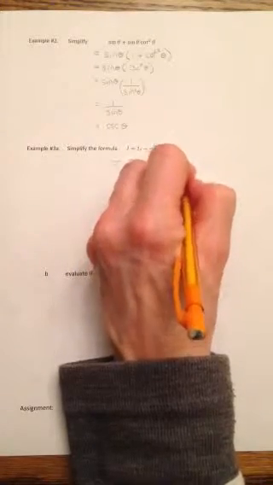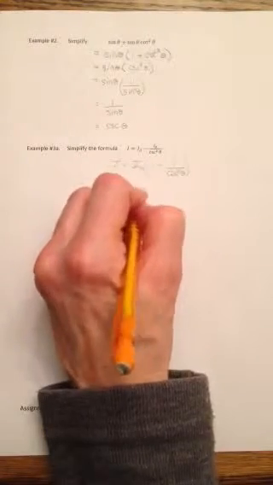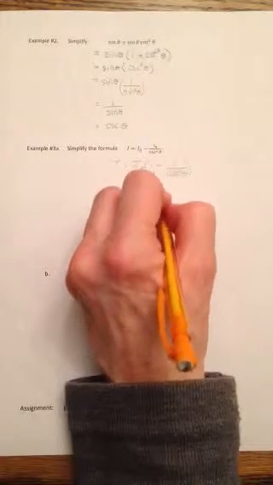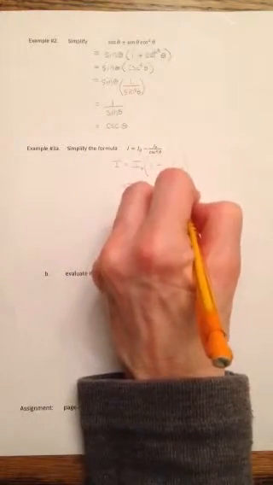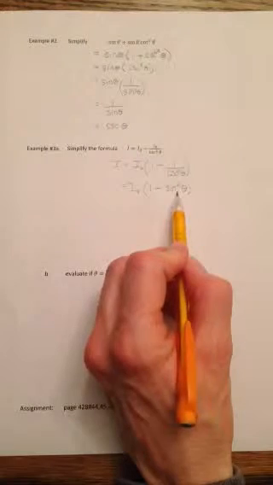cosecant squared theta. And then I'm going to rewrite this as 1 minus sine squared theta. And once again, I have a 1 and a squared trig function.